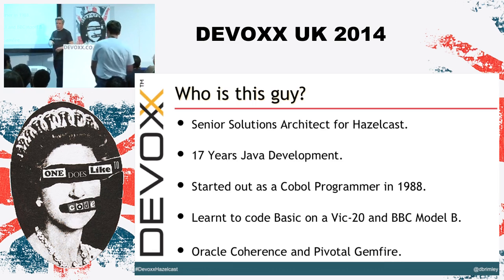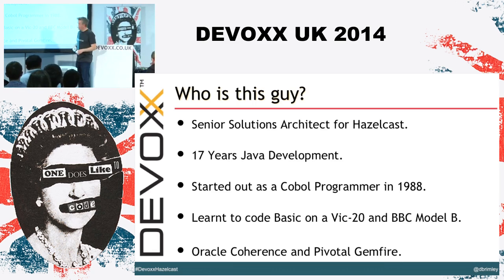Just a bit of background on me, so I won't bore you for too long. As I said, I'm a senior solutions architect for Java. 17 years I've been doing Java development now, so I've been working on that for a long while. Unfortunately, I started out as a COBOL programmer, and that's something I don't want to ever go back to, but I did that in 1988, and it was a way into IT for me. And then a few years back, I learned to code. I started out as a kid learning BASIC on VIC-20s and BBC Model Bs.